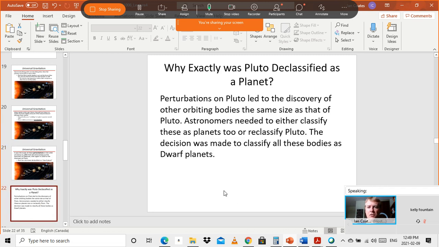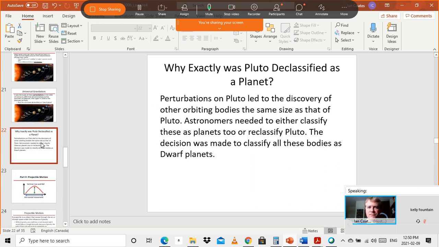And Pluto, you see these perturbations here. Pluto used to be a planet. It's not a planet anymore. They call it a dwarf planet because these perturbations on Pluto led to the discovery of other orbiting bodies that are basically the same size as Pluto. So why is Pluto a planet and these ones aren't? So they had to downgrade Pluto to a dwarf planet. Okay.